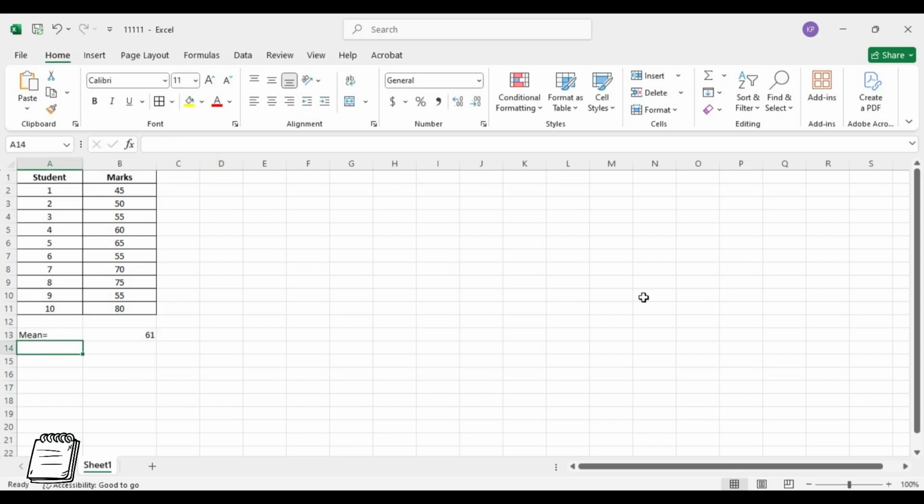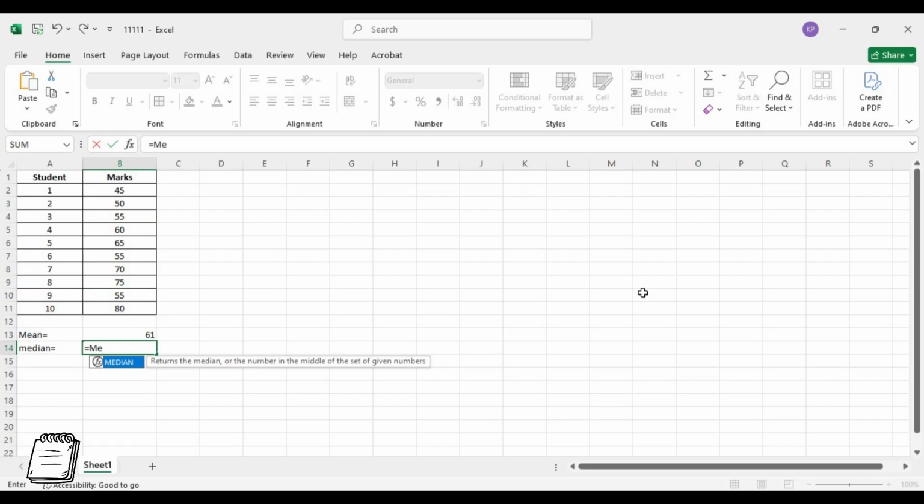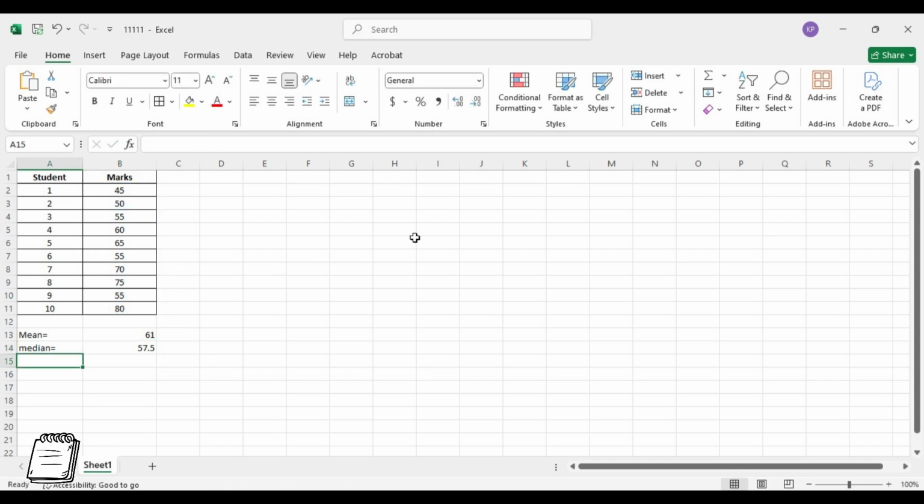Now the median from this ungrouped data. Median is equal to, make the equal sign, then write MEDIAN and select the median from the list, then select the range from the ungrouped data and close the bracket, then press enter. So we have the median as 57.5.